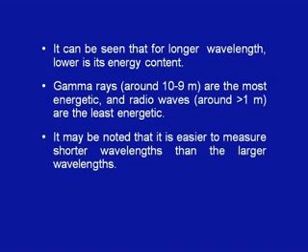It can be seen that the longer the wavelength, the lower its energy content. Gamma rays, around 10^-9 meter, are the most energetic, and the radio waves, around greater than 1 meter, are the least energetic. It may be noted that it is easier to measure shorter wavelengths than the larger wavelengths. So, let us look at the electromagnetic spectrum and its characteristics.